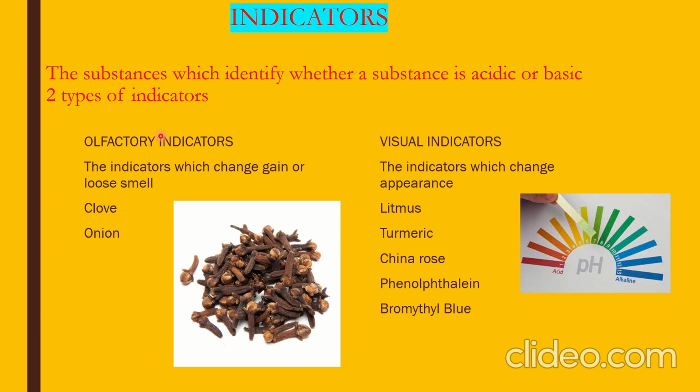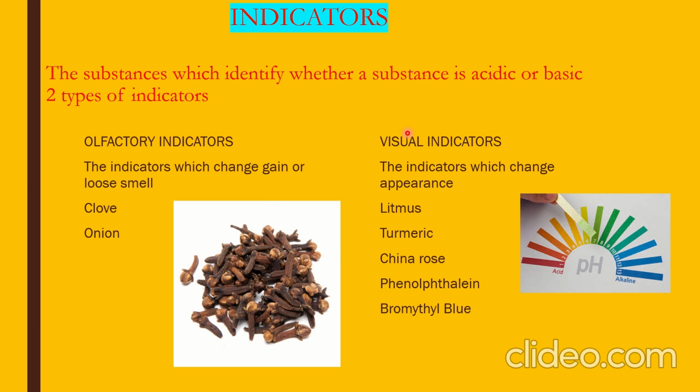There are many types of indicators. We humans have identified various ways in which you can see whether a particular substance is acidic or basic, and the substances which identify this are known as indicators. Now let's deal with the classifications only, no examples now. There are two types of indicators: olfactory indicators and visual indicators.